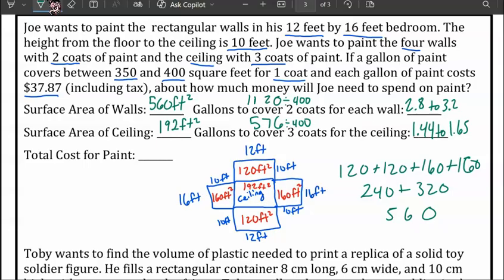We'll round the first one to 3 gallons, and then the second one, we'll go ahead and round it to 2 gallons.